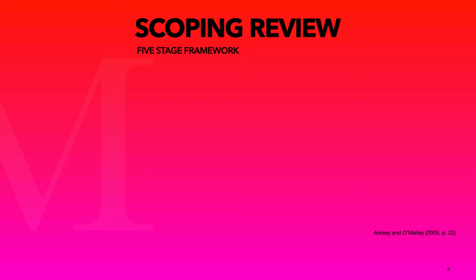Han and Røkenes' article is a review, which means it's a scholarly paper that presents the current knowledge within a research field. More specifically, it's a scoping review and builds upon a 5-stage framework by Arksey and O'Malley. The first stage is identifying research questions. The second, identifying relevant studies.